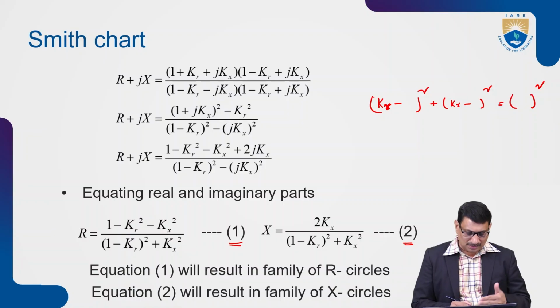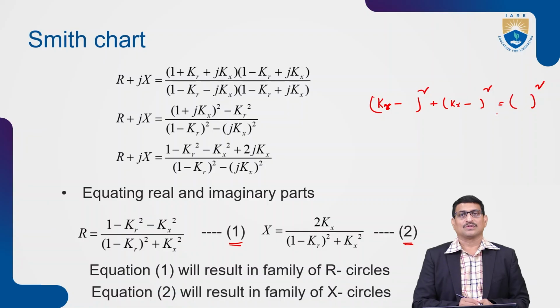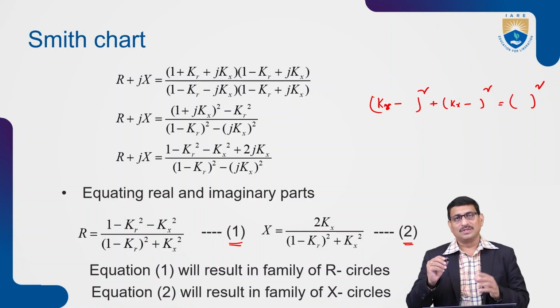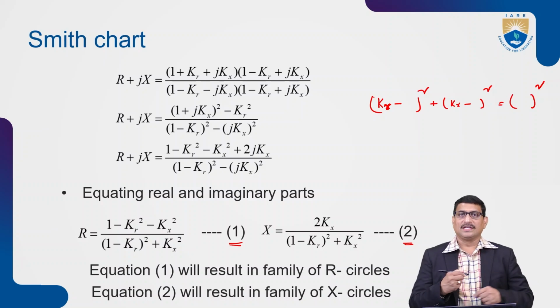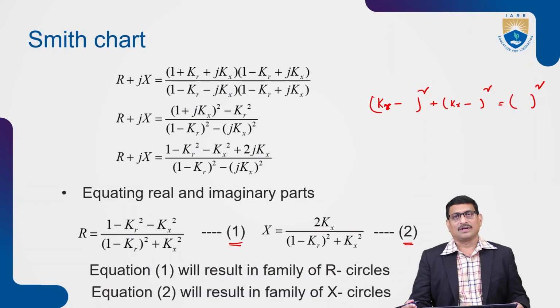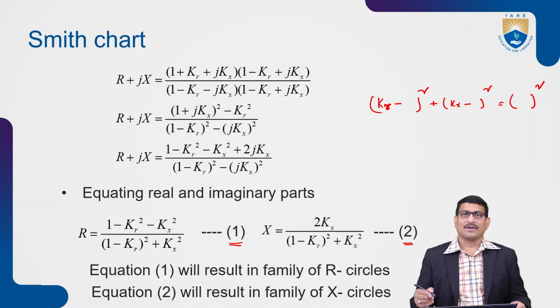We want to do some simple mathematics on equations 1 and 2 to represent them in the form kr minus something whole square plus kx minus something whole square equal to something whole square. Then I can say what the center is and what the radius is. By varying the values of either r or x, we may get different kinds of circles for different values of r, which we will call a family of r circles. Similarly, as x changes, it will result in a family of x circles.